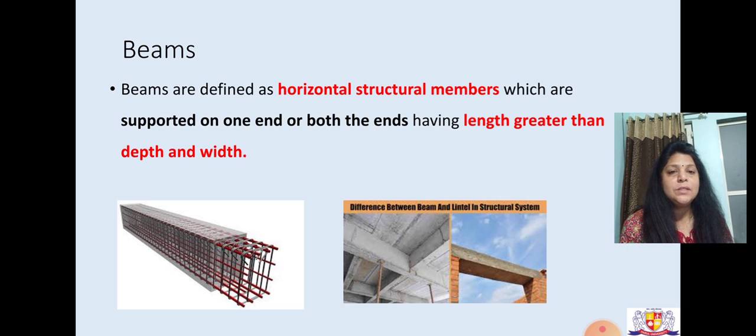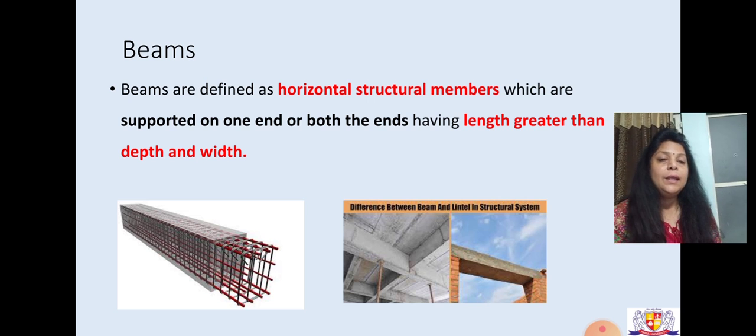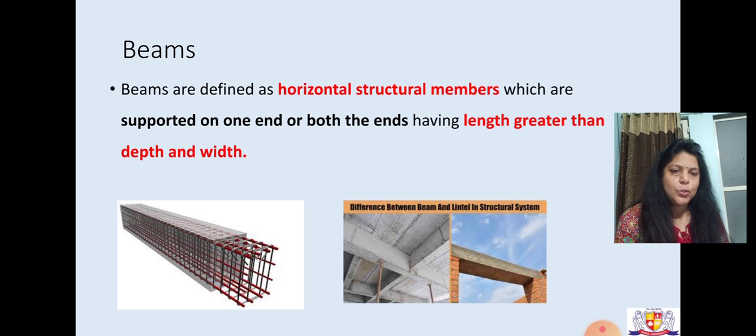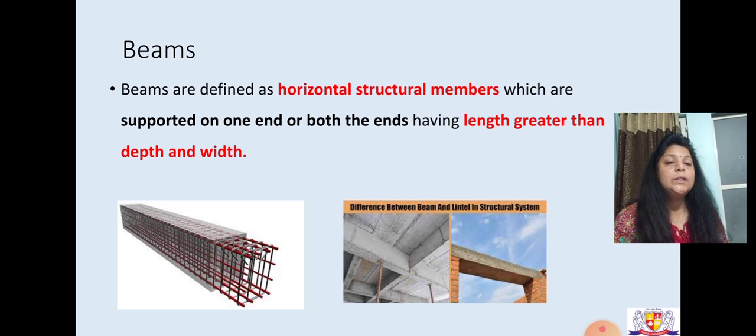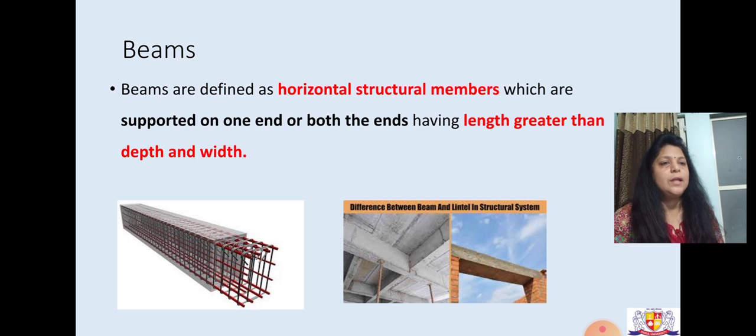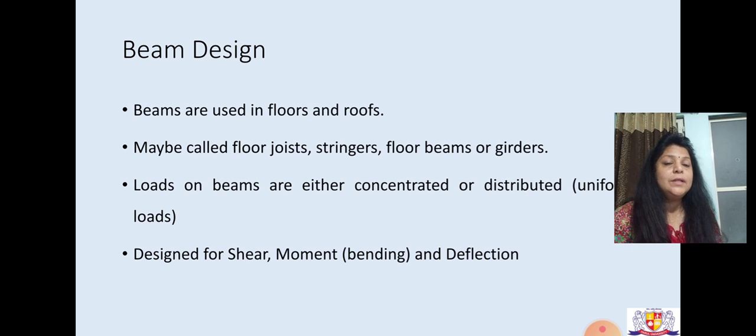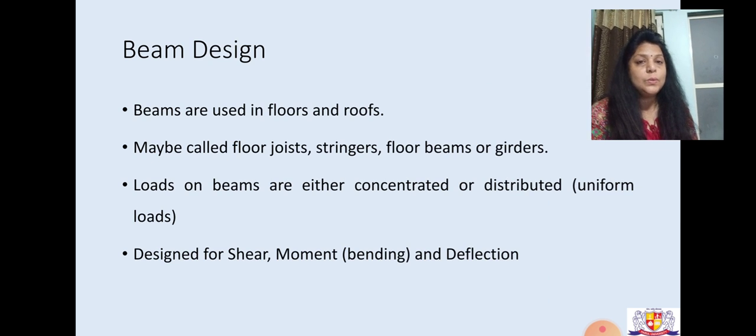In the diagram you can see that the first diagram indicates the reinforcement bars, the cutout section of a horizontal member or a beam. Okay, and the second diagram shows the frame structure in which beams and columns are already designed and constructed. So the horizontal structure that you see in the second diagram, that is called a beam. Now we are going to study what are the different designs that are to be used in beams.